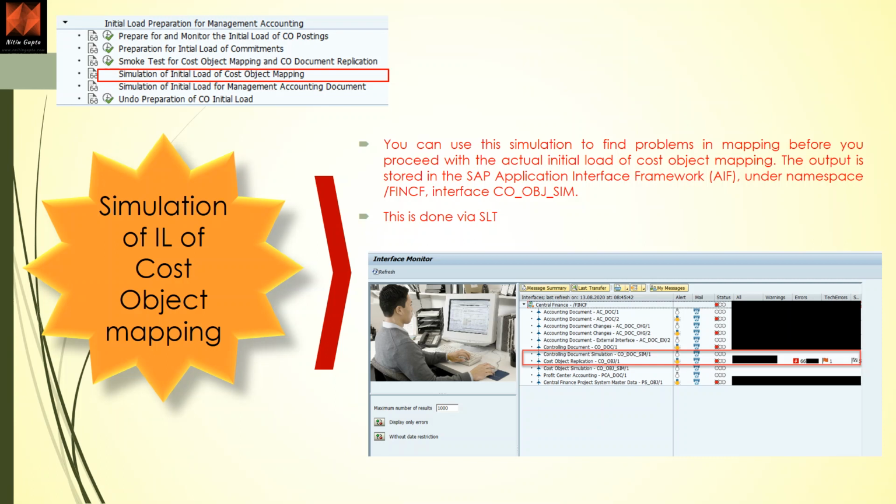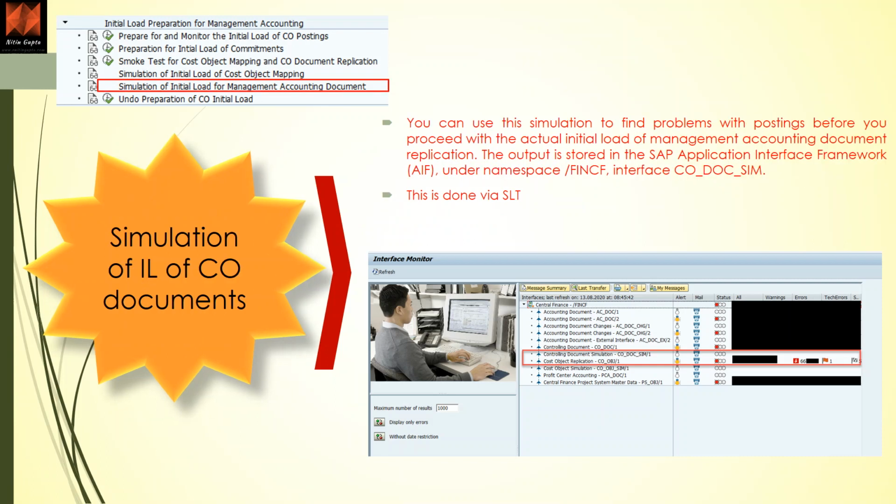If there are 1,000 documents in the source side, you simulate and 800 are successful, 200 are in error, and this is the error. So it's a pre-posting step where you see the preview of the errors which are going to come, and it's good you resolve all those errors before you run the actual execution. Exactly the same is the next one: simulation load of initial load of management accounting document. So these are just simulation exercises.